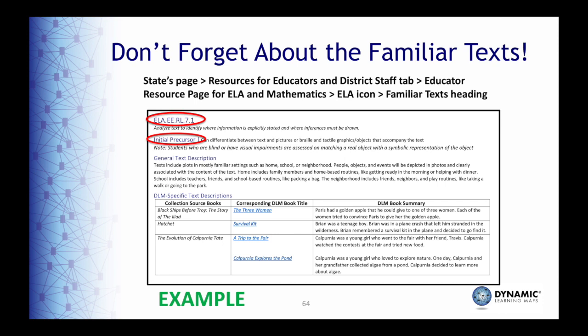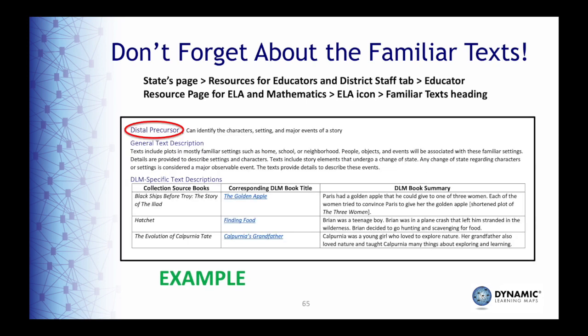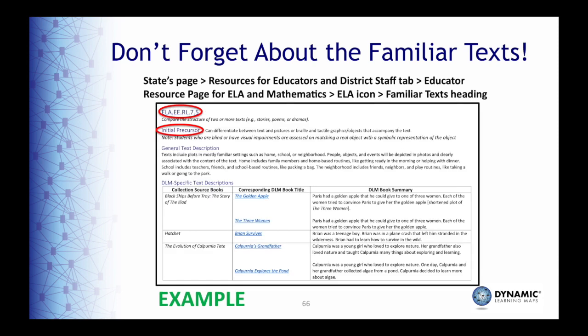In the example shown here, again for grade 7, the texts are listed for the initial precursor linkage level for ELA.EE.RL.7.1. The familiar texts are selections from the University of North Carolina's Tar Heel Reader. Different familiar texts related to the same source books are also used for the distal precursor linkage level for ELA.EE.RL.7.1. The familiar texts show up again for other essential elements for the grade, such as shown here for ELA.EE.RL.7.5.